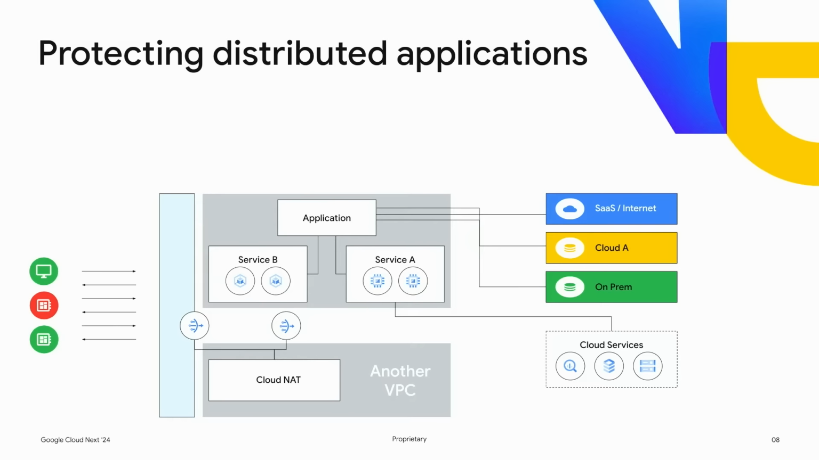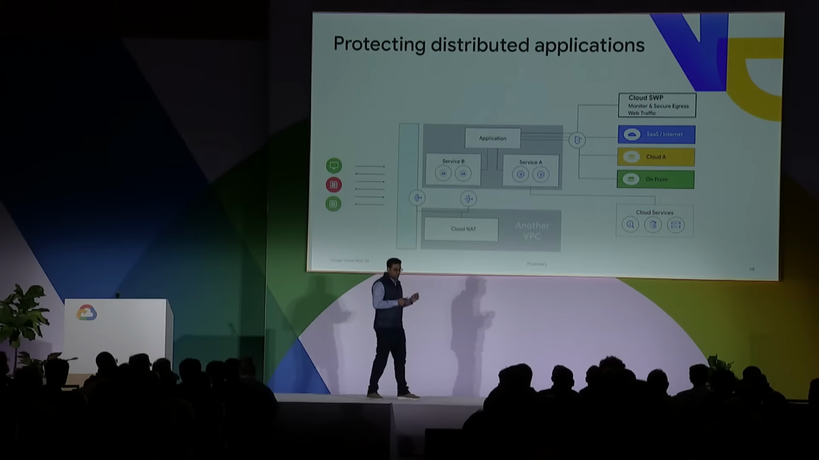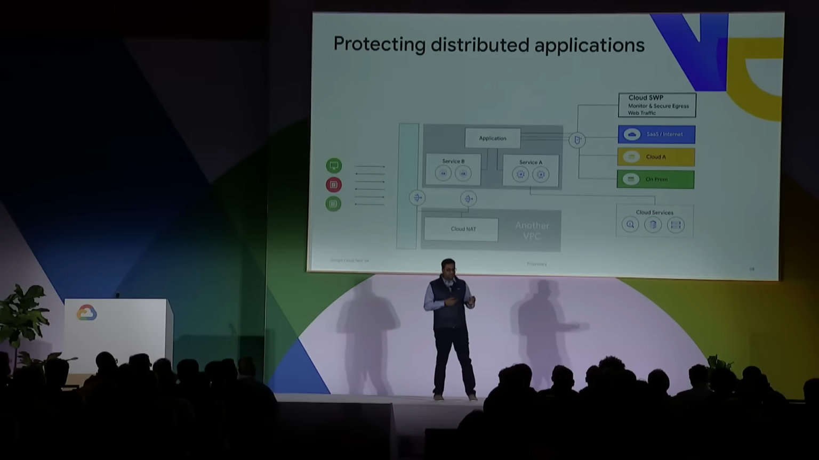With this in mind, we have introduced multi-tier, multi-layered security to address this challenge. We have two key components that I'll be talking about in this session: Cloud Secure Web Proxy, which is an egress web proxy specifically securing your egress communications from workloads to internet or SaaS destinations. And then you have Cloud NGFW, which is our distributed firewall service that is built into our network fabric.